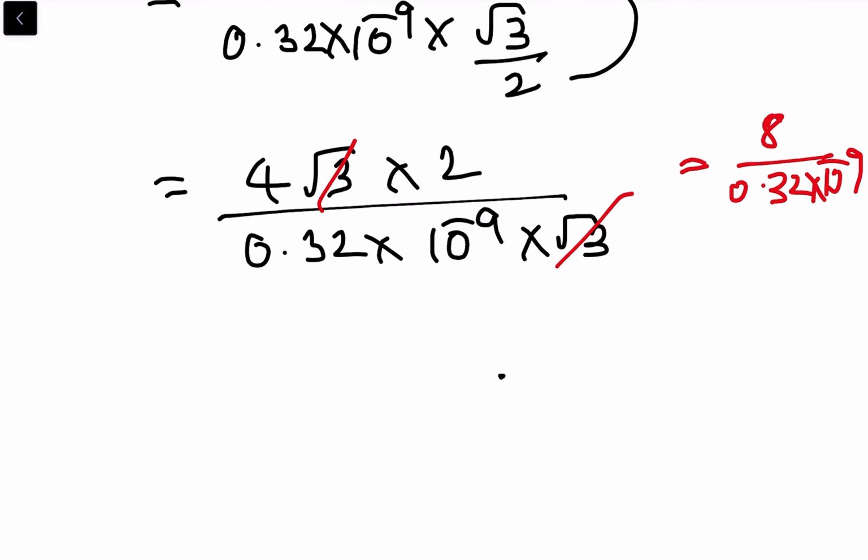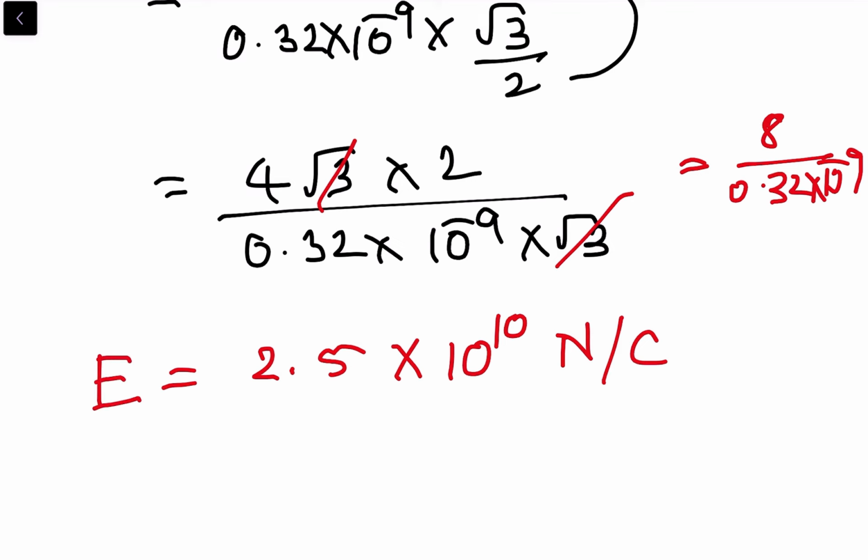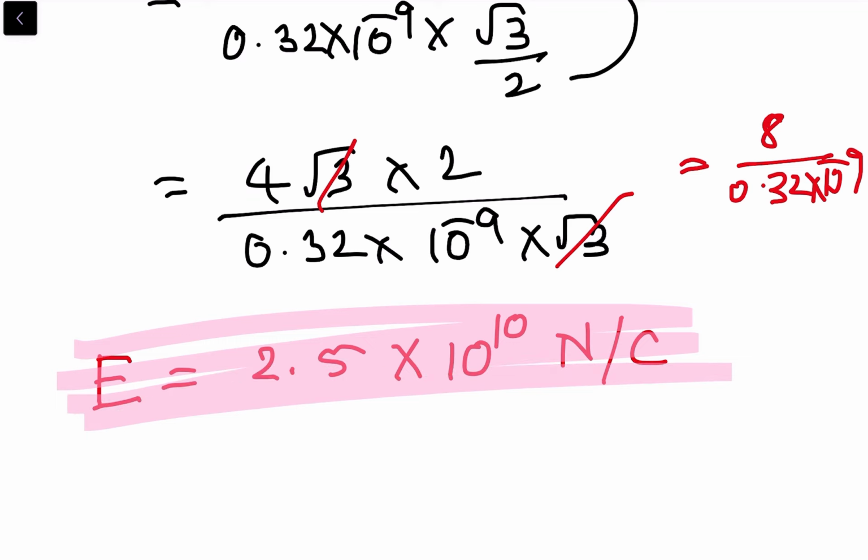Once you simplify, you will get the answer, that is 2.5 × 10^10 newtons per coulomb. This is the electric field. So this is the answer for the first part. What is the electric field, they asked.